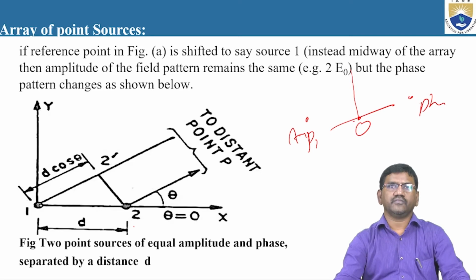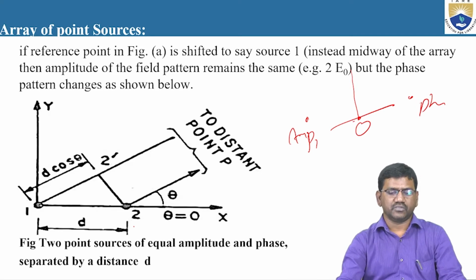If the reference point in the shown figure is shifted to source A1 instead of midway of the array, then the amplitude of the field pattern remains the same, that is 2E0. So 2E0 represents the amplitude of the electric field strength due to the 2 point sources. But the phase pattern changes as shown below.